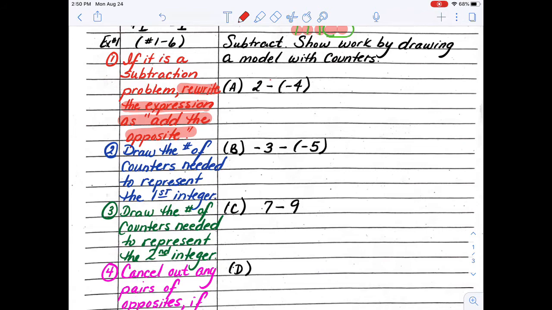So I see a subtraction. I need to circle it to know I'm going to change that to adding, and the one I'm going to make the opposite is the one to the right. So let's rewrite that problem. That's exactly what I want to see you doing. Equals, and now change it to an addition problem. This means 2 plus an opposite of negative 4 is positive 4.